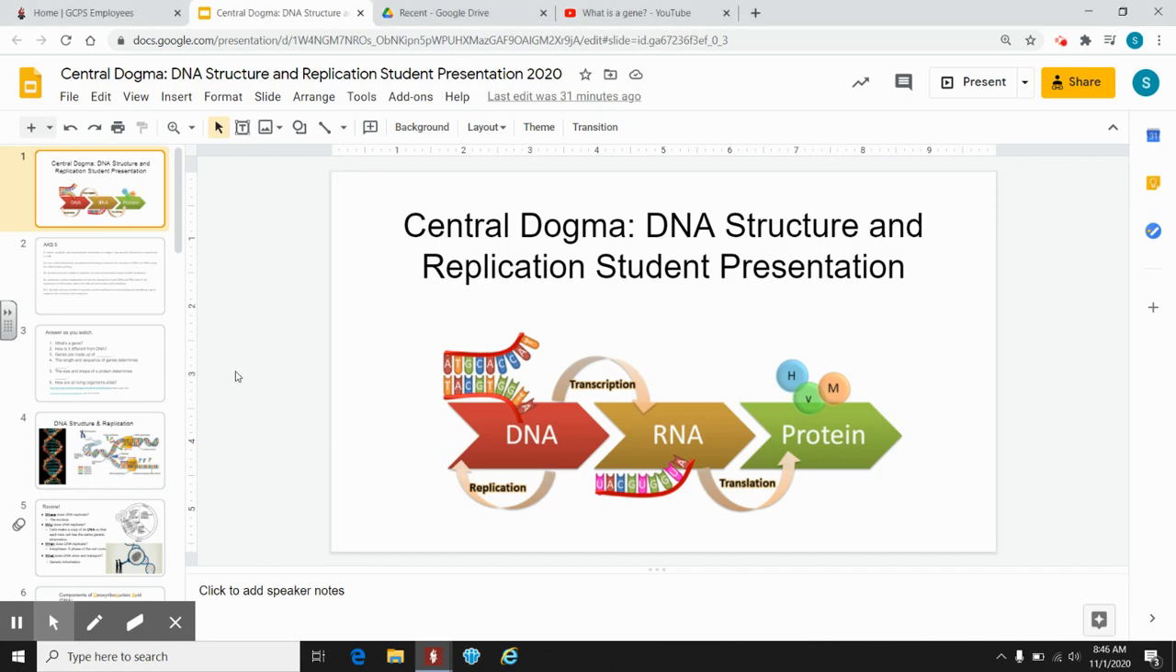This is the first lecture in the new unit. So this is going to be about the central dogma of molecular biology. And this lecture is going to focus on two things: DNA structure and the replication of DNA.